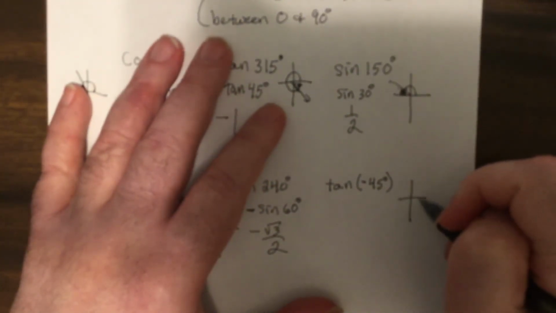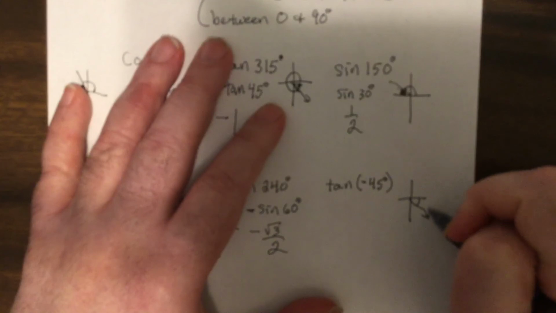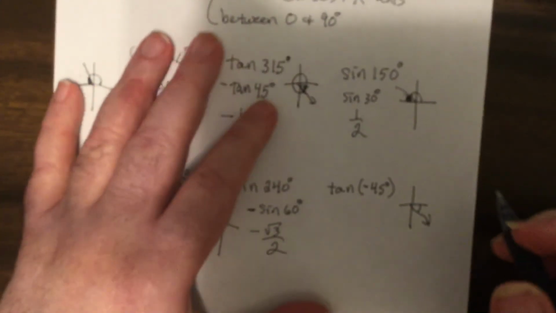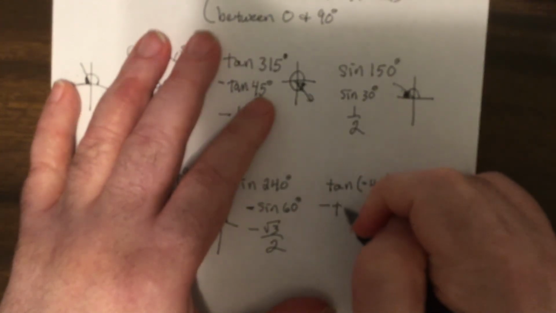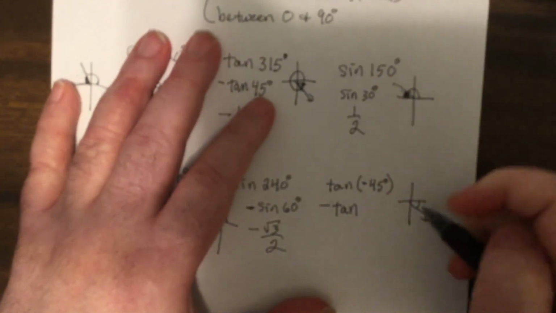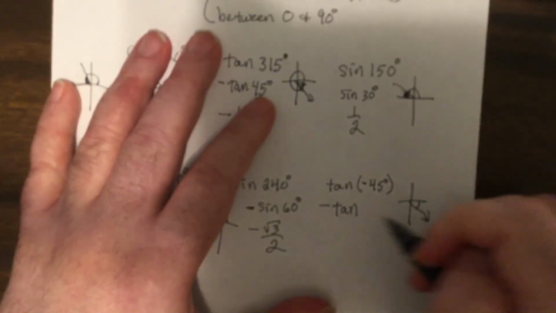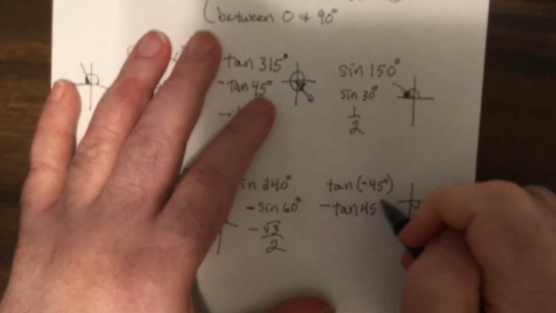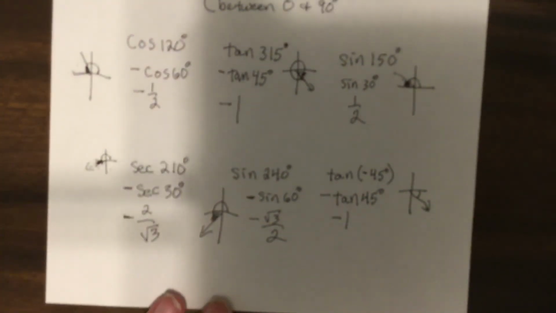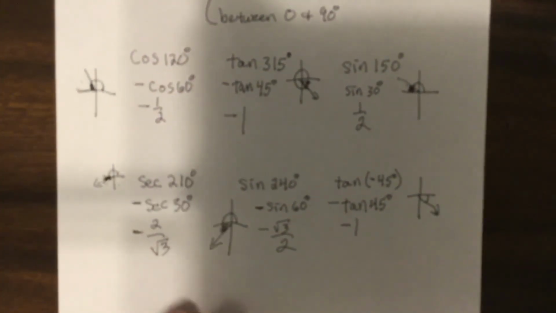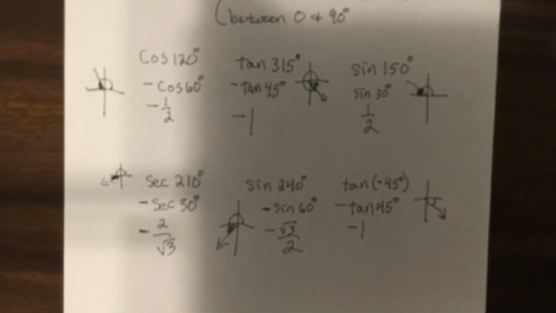Negative 45, there it is. So negative is going into the fourth quadrant. Tangent's negative. Cosine's positive. And the reference angle is 45. And we all know tangent 45 is 1. So it'll be negative 1. Wow, we're just going right through these videos. Good deal.